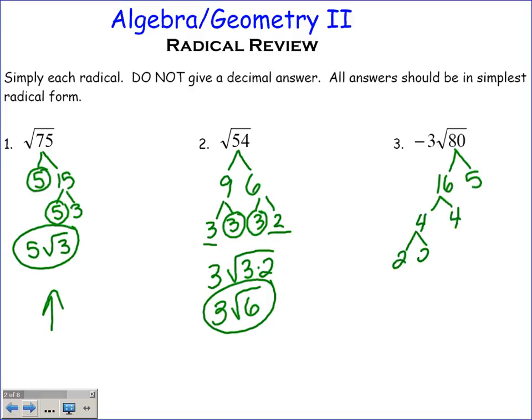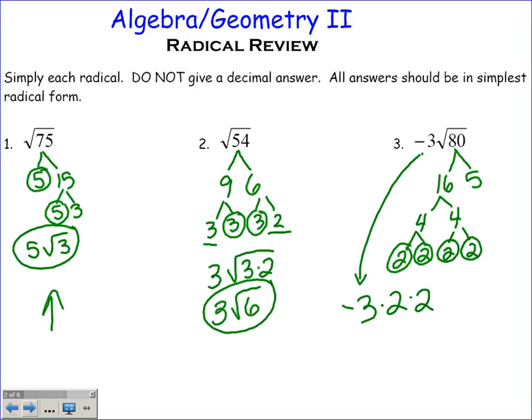If you didn't, you'd still have 2, 2, 2, and 2. On the outside, we already have a negative 3. We'll bring that down. We ask if there's any pairs. There are a pair of 2s, so we'll put those there. There's another pair of 2s here, so we'll put those there. If there's anything left over, we'll put it on the inside. There's a 5, so we'll put it right there. We multiply. Negative 3 times 2 is negative 6, times 2 is negative 12, so our answer is negative 12 times the square root of 5.